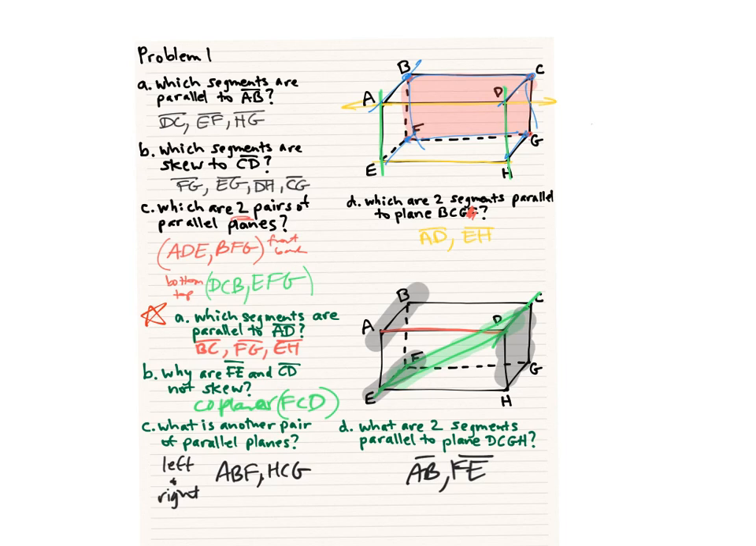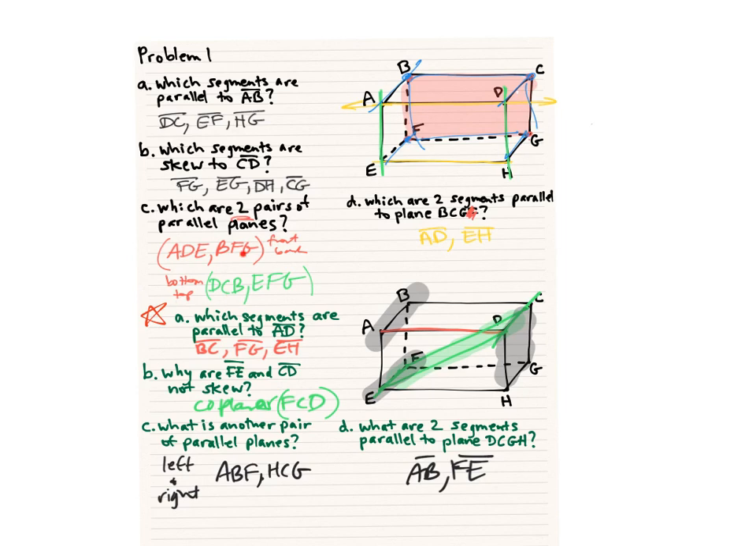And then why are FE and CD not skew? These 2 here, right? They actually are coplanar. Remember that if you can imagine this green plane slicing through this aquarium at this top right line and then this bottom left line. You could imagine a piece of paper that could go through, or like a thin metal tray or something.